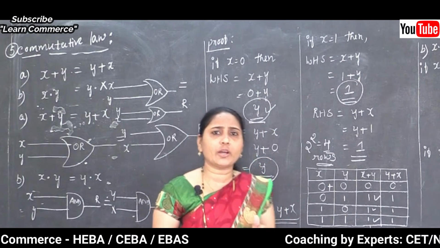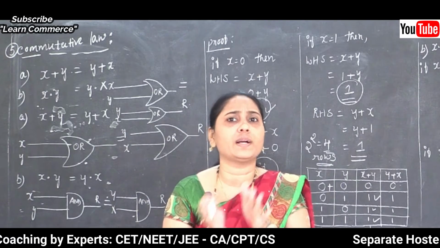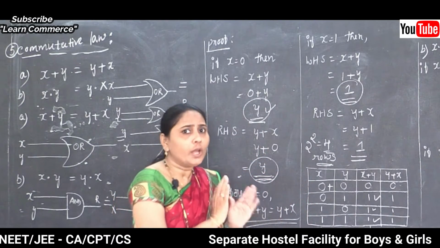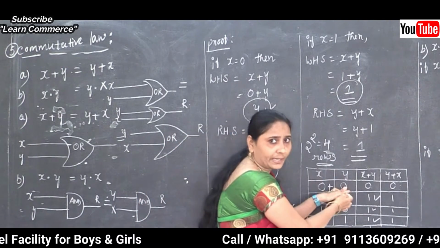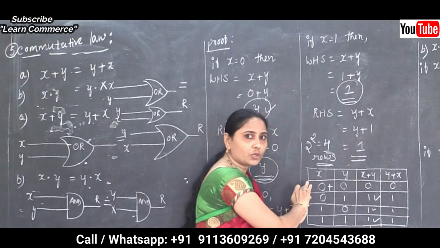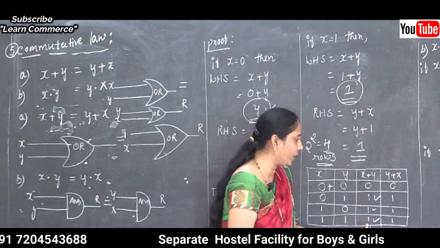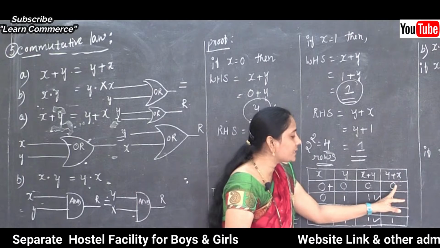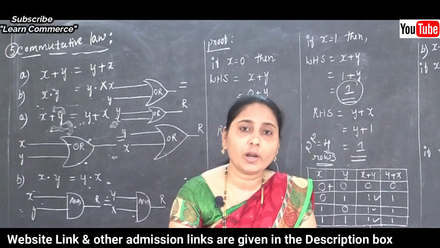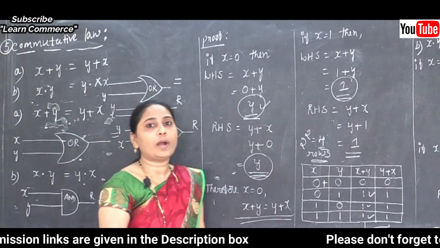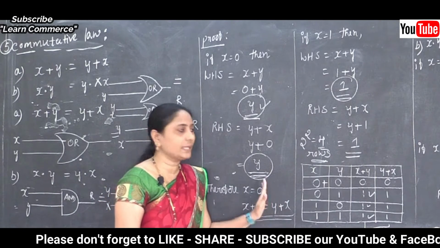Or maybe you add x plus y, or maybe you take the y value first, y plus x. Are there any changes in the value? No, there are no changes in the value. Whether you add the first column to the second column, or the second column to the first column, the value should be the same. The values are 0, 1, 1, 1, and the y plus x values are also 0, 1, 1, 1. So we can say it is proved. Therefore x plus y is equal to y plus x. The contents of both the columns are identical, hence it is proved.